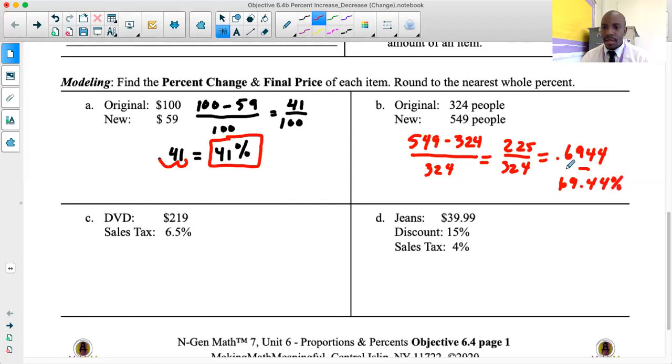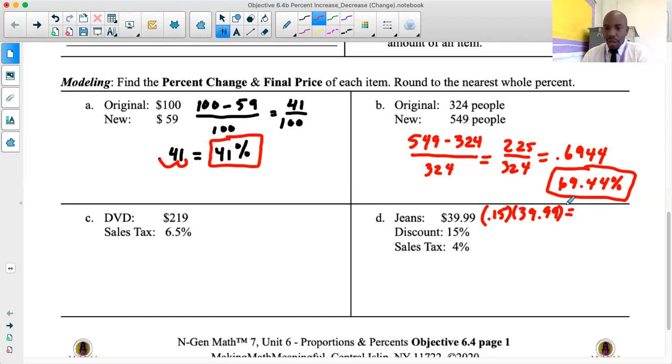Okay. Now I want to go over one more problem with you. Now we did talk about sales tax being increased, right? And we talked about discount being decreased. So I'm actually going to do D because it has both decrease and increase here. Original price was $39. I want to deal with the discount first. The discount, I'm going to turn that into a decimal. 0.5 multiplied by the original amount of these pair of jeans is going to give me how much is actually coming off of the pair of jeans.